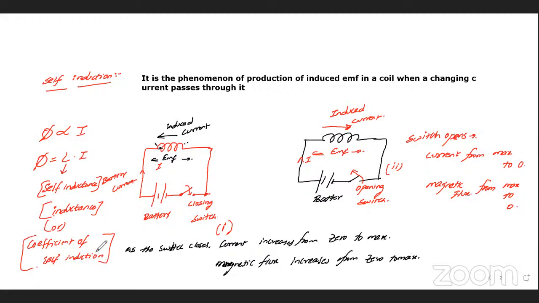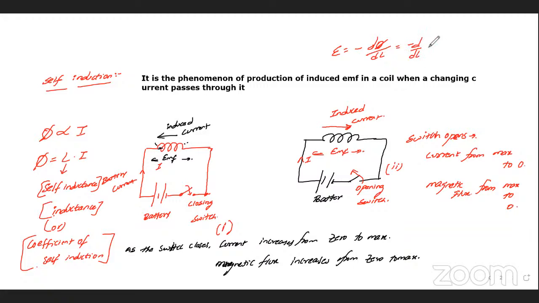Coefficient of self induction. Okay, so here we know that EMF is induced, as we have discussed. Let's see the relation. Assume there is an EMF induced. So EMF E is equal to minus d phi by dt. So flux phi is equal to L into I. I'm going to substitute the relation.